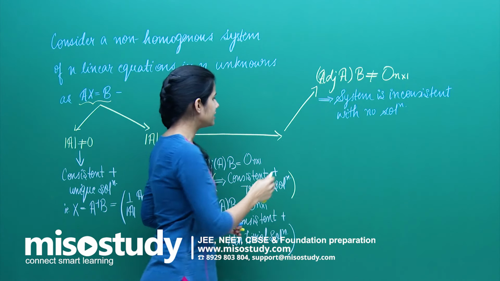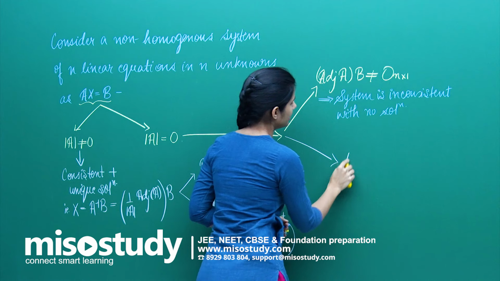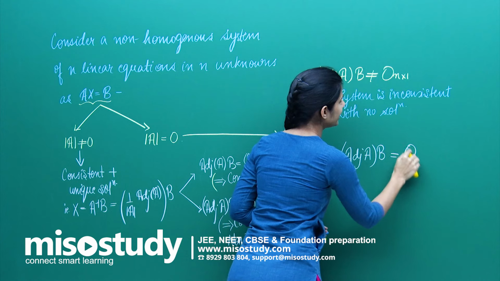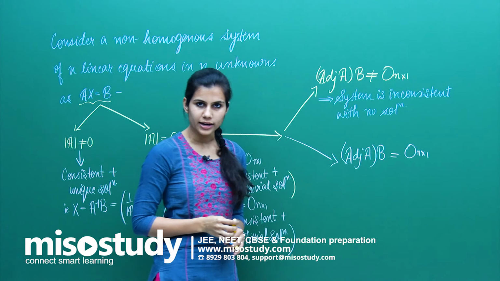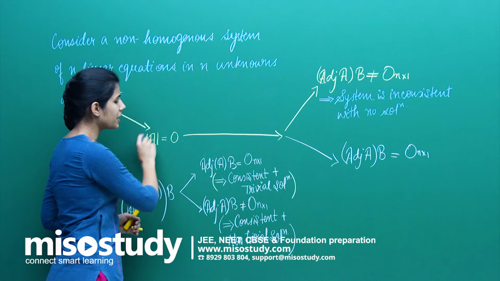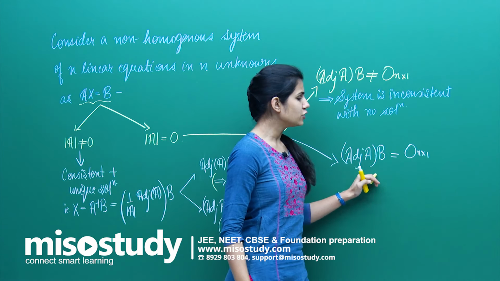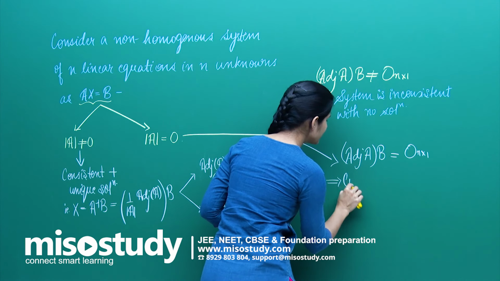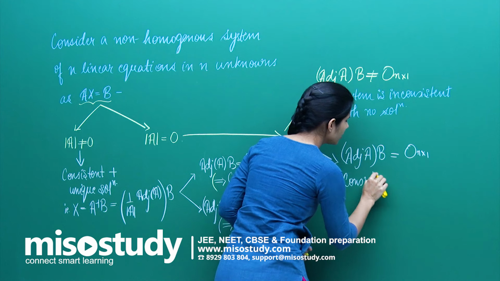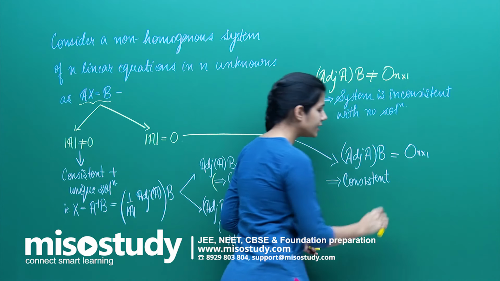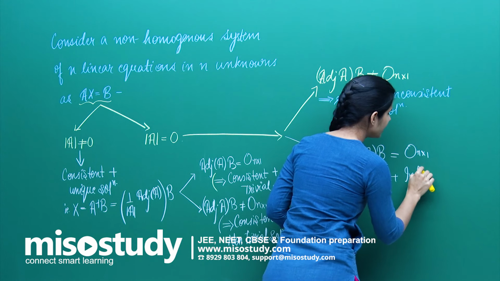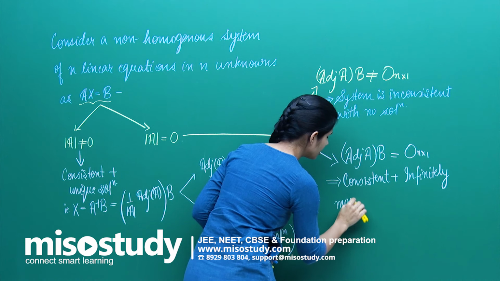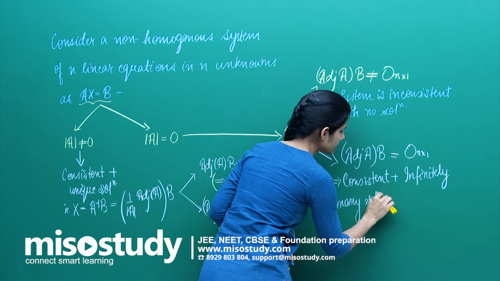Correct? And if you have adjoint of A into B equal to null matrix of order n cross 1, that means if along with determinant of A being equal to 0, adjoint of A into B is also equal to null matrix of order n cross 1, this means the system is consistent, this time consistent with infinitely many solutions.